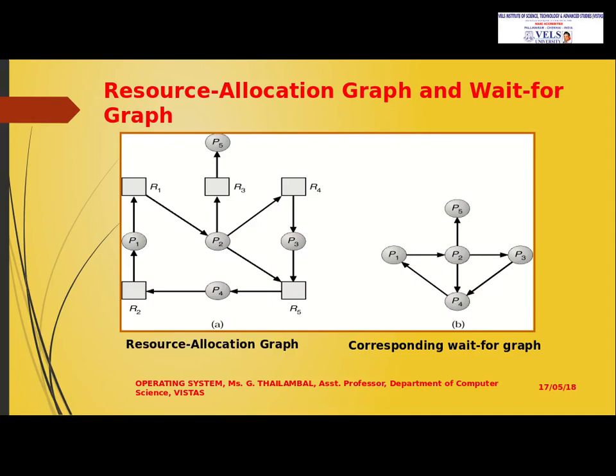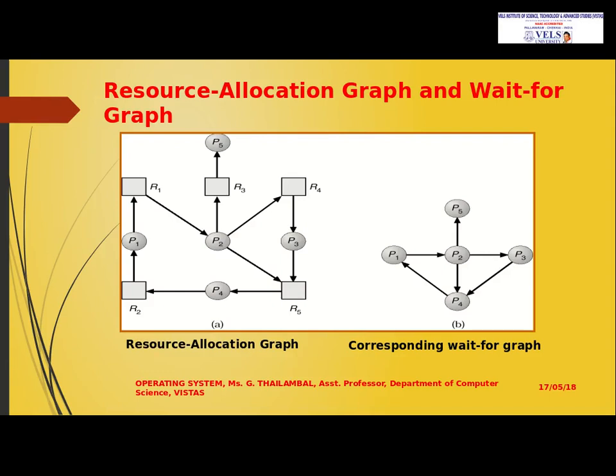So where is R1? R1 is with P2. That means P1 is waiting for the P2 process. That has been given in the corresponding wait-for graph: P1 is waiting for P2. And similarly, P2 is requesting resource R3, and R3 is held by P5. That means P2 is waiting for P5. So see the diagram, you will have P2 waiting for P5.